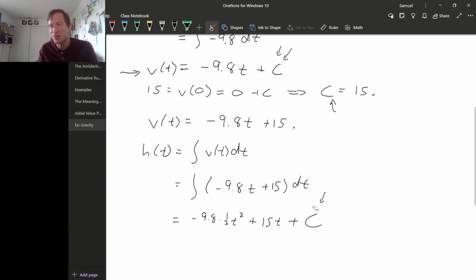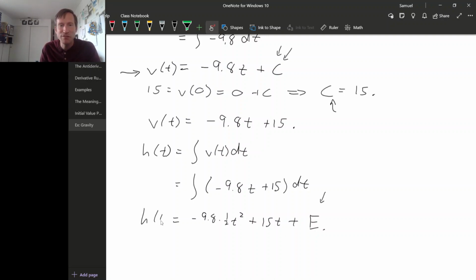If it makes you uncomfortable to reuse this name c, you could use some other name. So maybe capital D. I don't know, D is dangerous in calculus class. Maybe let's use capital E instead. So we have some constant that shows up here, and we don't know what it is yet. We'll have to think about whether we can figure it out.